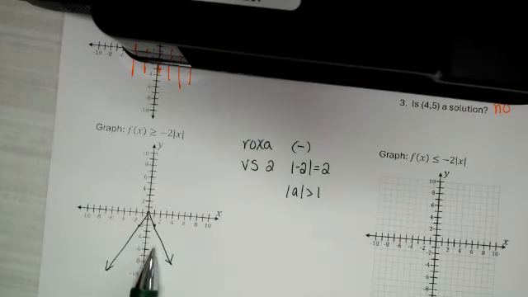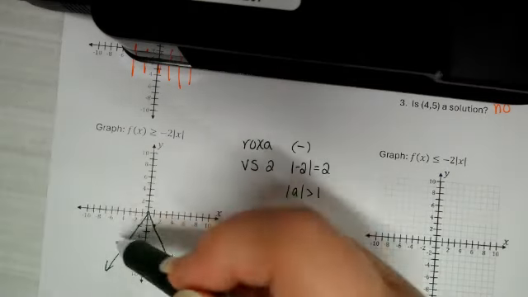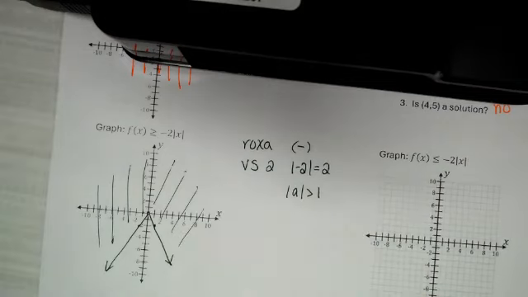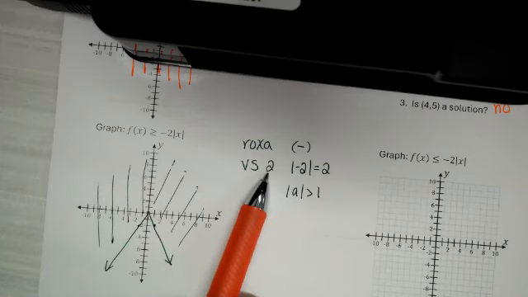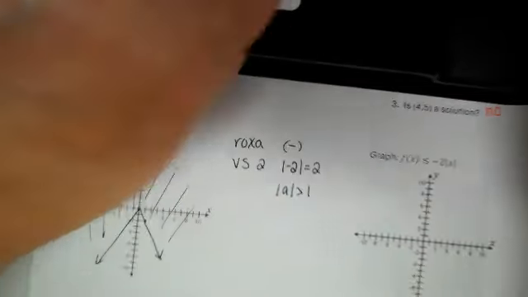Now it says greater than or equal to. So let's think about it. Inside would be the less than side. Greater than would be all of this out here. And that would be my graph. So we're looking for, did you do the correct reflection? Did you do the correct vertical stretch? And did you shade the right area? Let's do the next one.